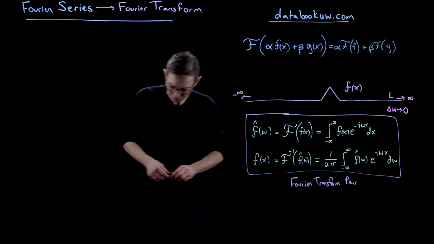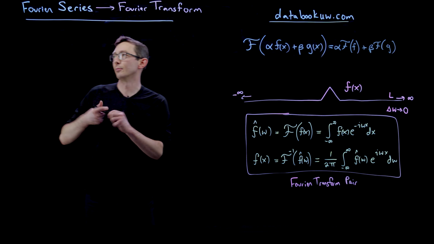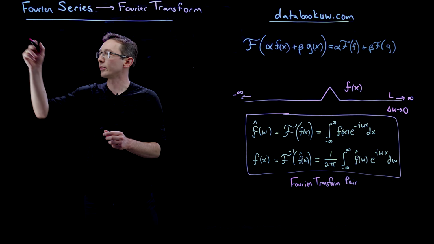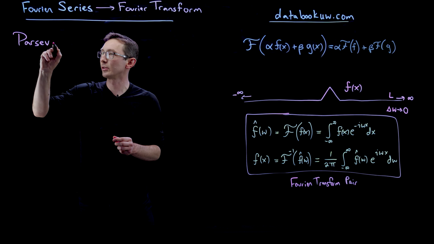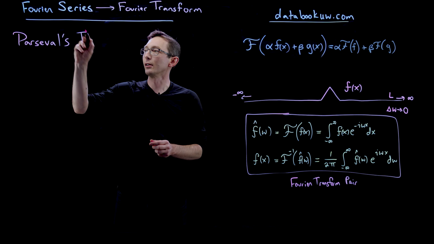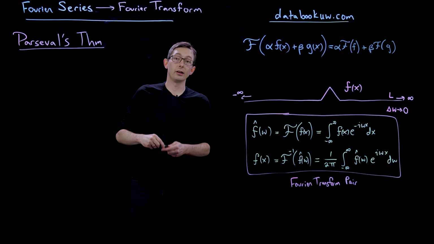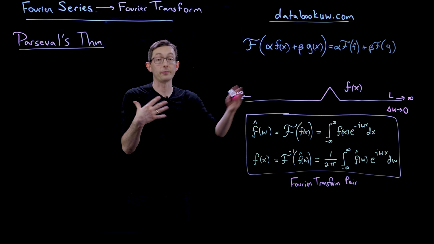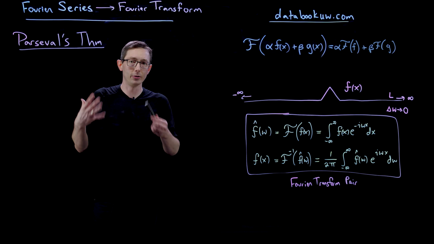Okay, so that's easy. The next thing I'm going to tell you about is something called Parseval's Theorem, and I don't think this is the same Parseval from King Arthur's Knights of the Round Table. At least I don't think so. But this is an extremely useful theorem that allows us to use the Fourier transform for function approximation.